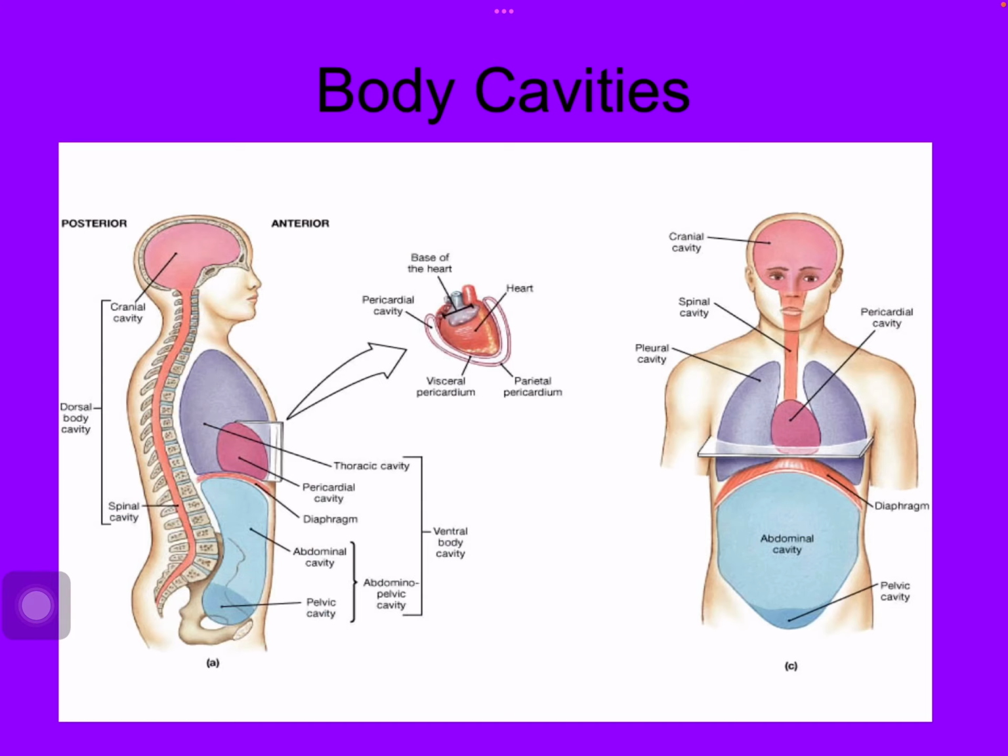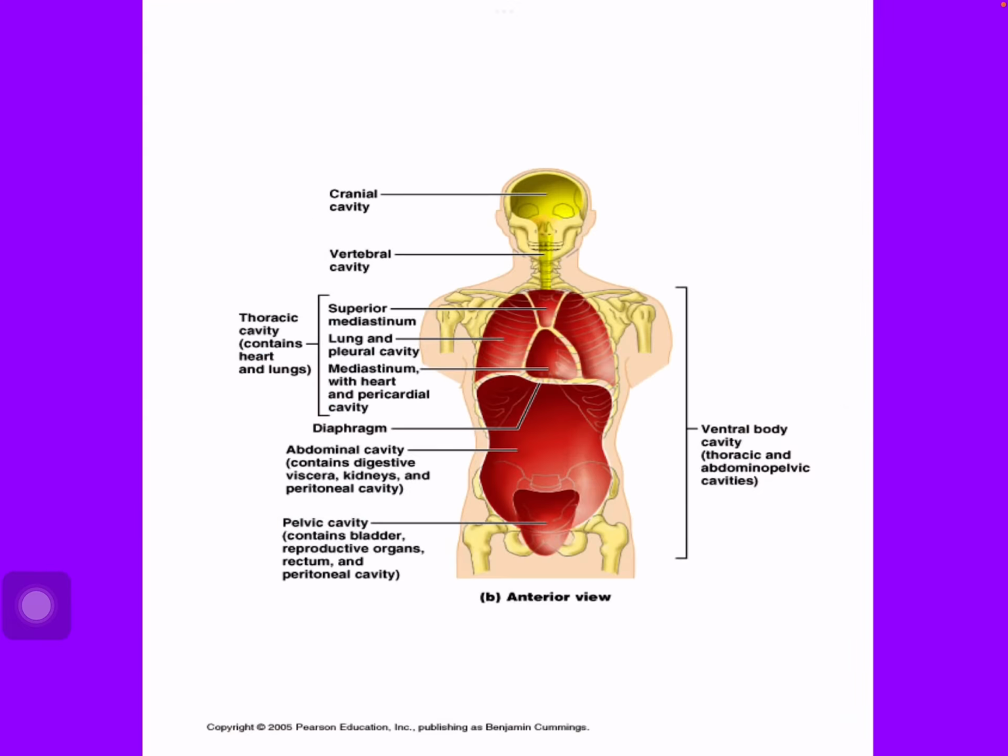Body cavities, posteriorly and anteriorly: you can see the cranial cavity and also the spinal cavity, and these are known as the dorsal body cavity. And in the anterior, you can see the thoracic cavity, pericardial cavity, and abdominopelvic cavity. These are all the ventral body cavity. So this is the view of the ventral body cavity, thoracic and abdominopelvic cavities. This is the anterior view, cranial cavity, vertebral cavity, as you can see.